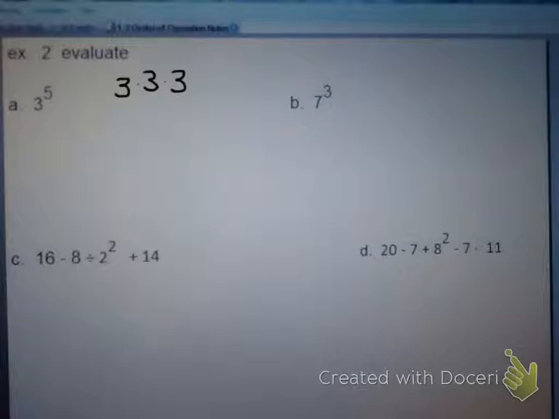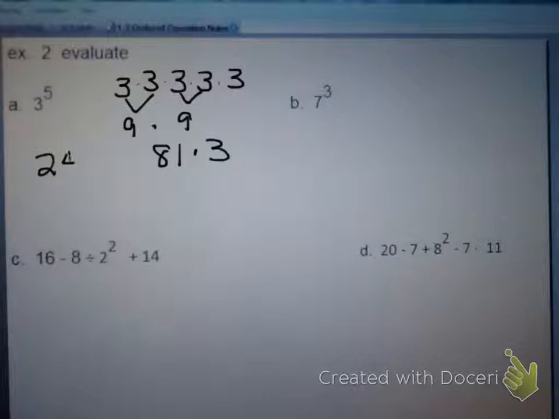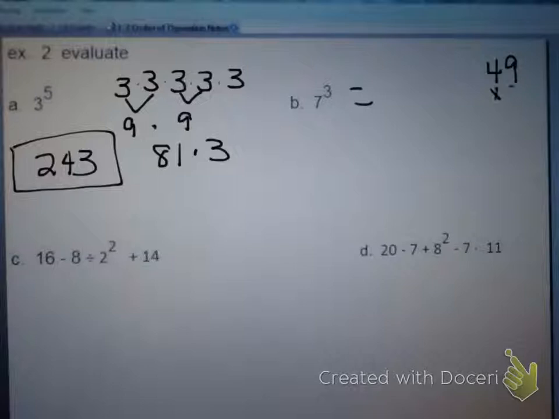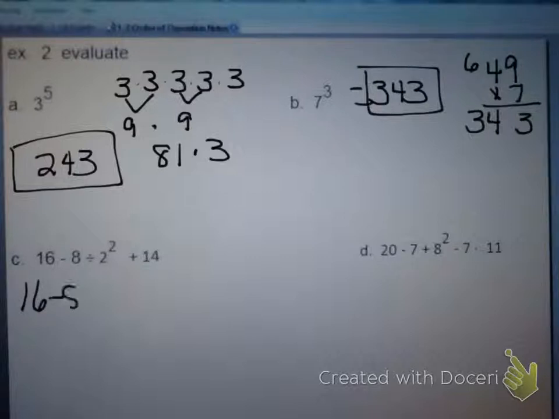Example A, 3 to the 5th power, that means 3 times 3 times 3 times 3 times 3, so there's 5 of them. We can multiply 2 at a time, and then multiply the 3. 7 to the 3rd power, that's 7 times 7 times 7, which is 343. Try to do example C and D on your own.